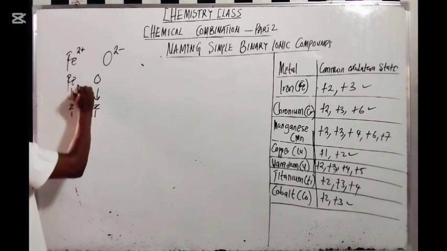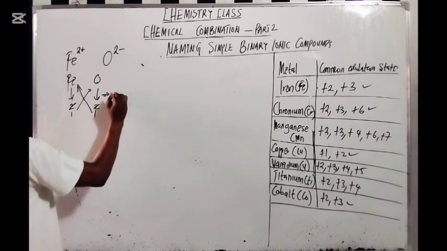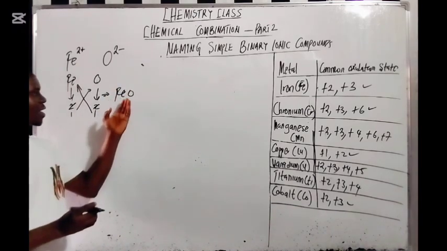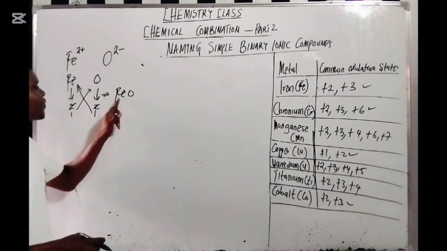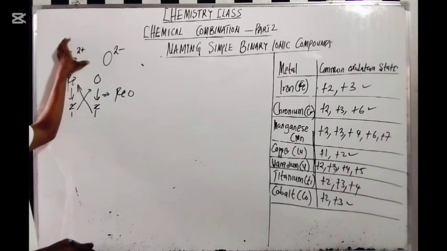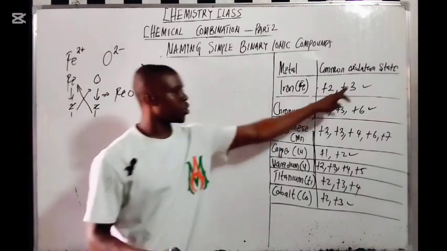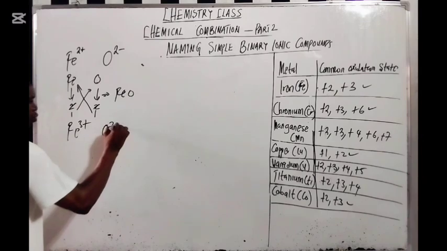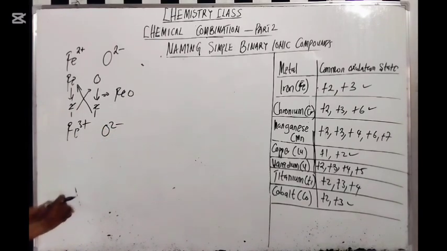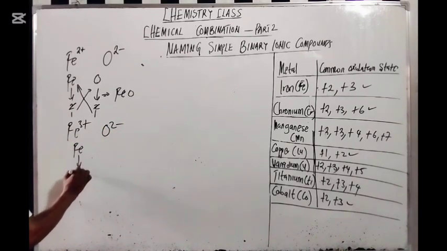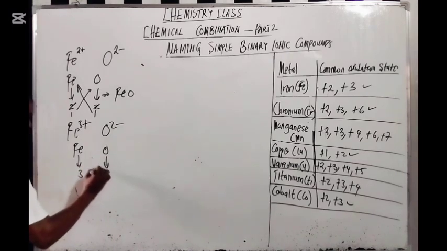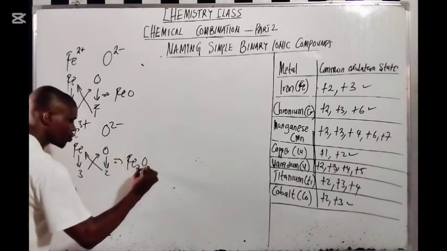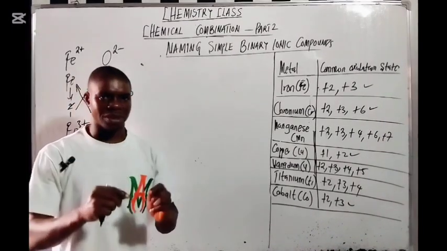So what do you have here? It's going to be FeO. What does it mean? The oxidation state of iron here is 2. Now what about if you use +3? It's going to be Fe3 plus and O2 minus. Here we have Fe 3, O 2. This one moves here, this one moves here. What are you going to get? Fe2O3.